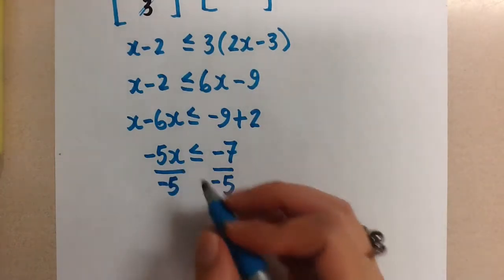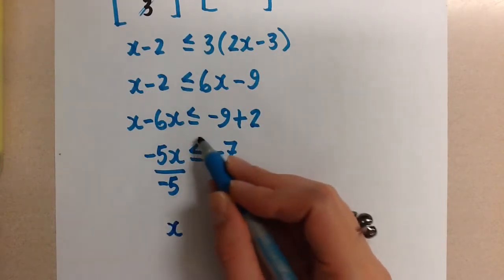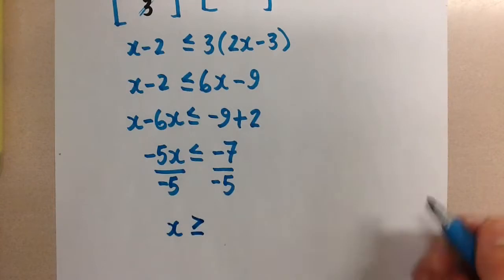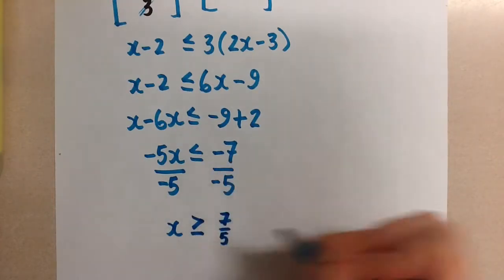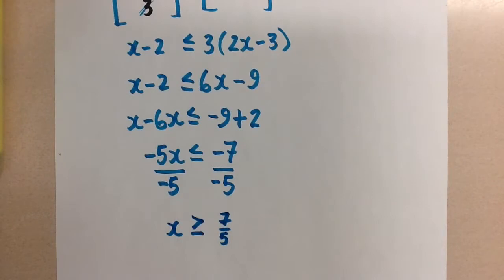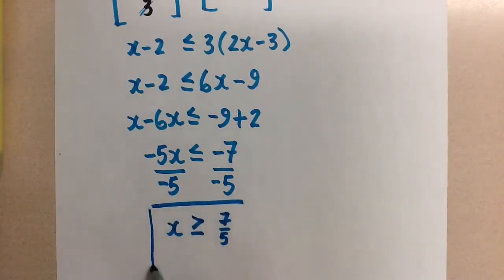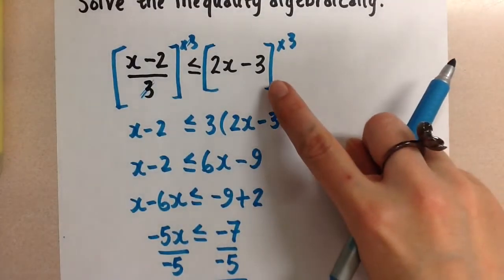So here, when I divide by the negative 5, I'm left with x. I'm going to change the direction of this inequality to greater than or equal to, and then here we have a positive 7 over 5 for our solution. So this is the solution to the original inequality in the problem here.